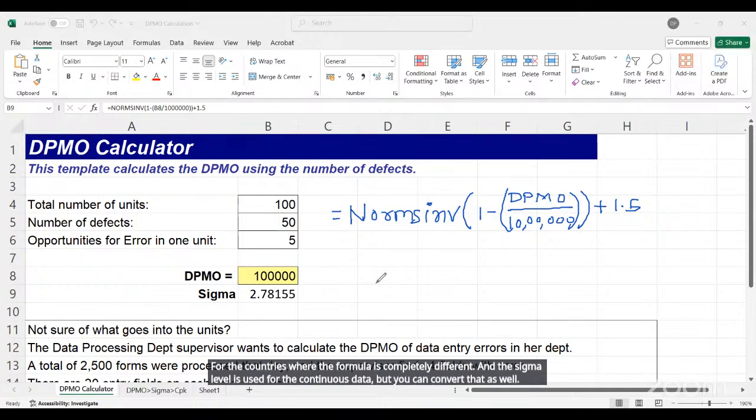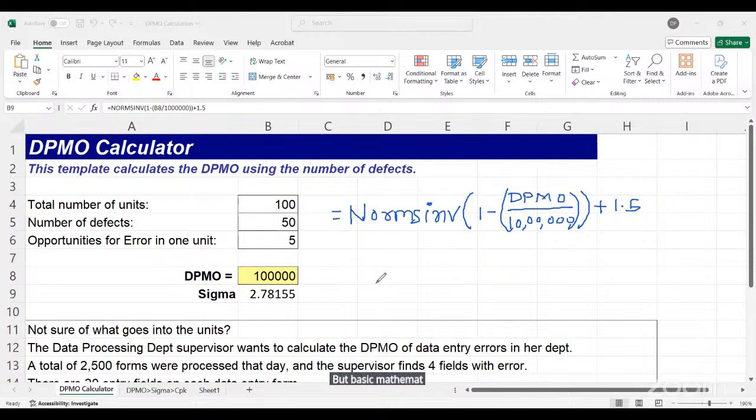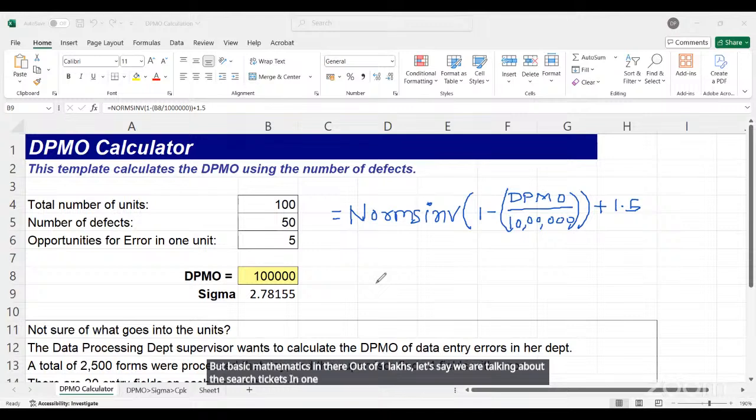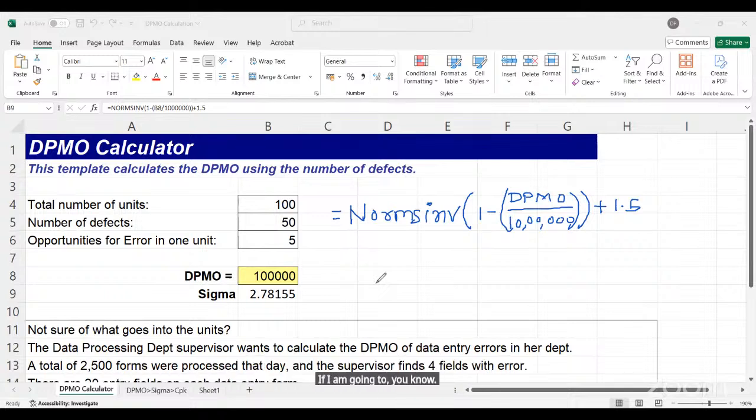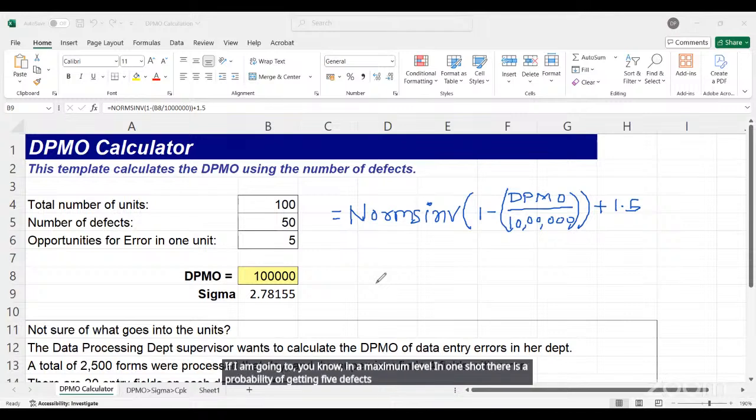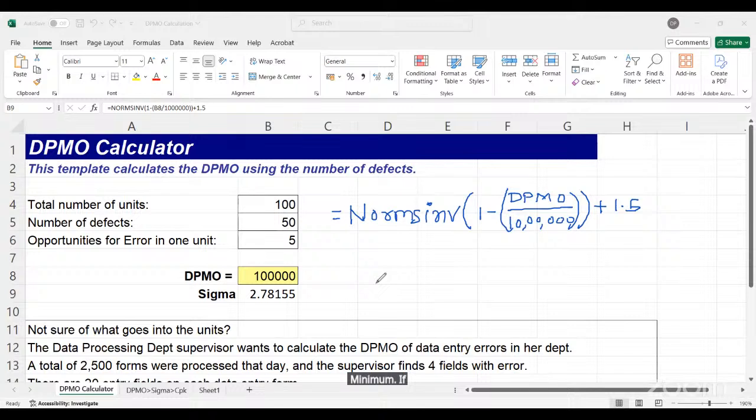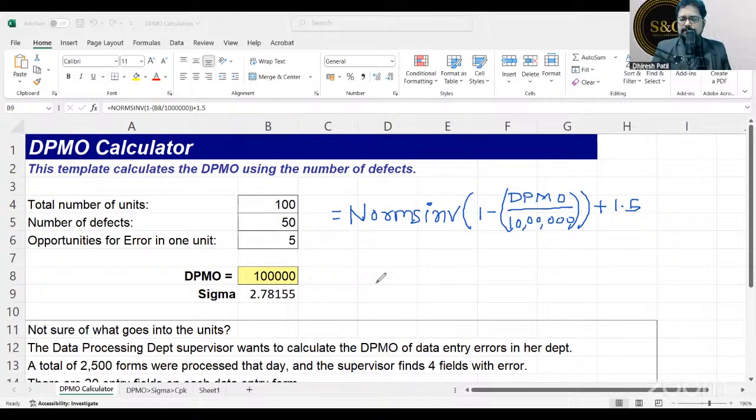You can convert DPMO into sigma as well. But basic mathematics is there. Out of 1 lakh, let's say we are talking about the shirts. In one shot, the maximum opportunity is 5. Means it is minimum. If I talk about the probability, 20,000 shirts are defective. There is a probability of getting 5 defects in one shot. Means out of 1 lakh, 20,000 shirts are defective, if I am not wrong, minimum. I didn't understand.